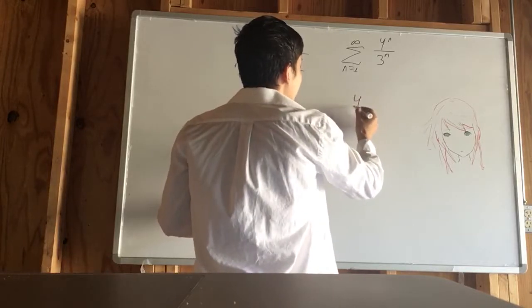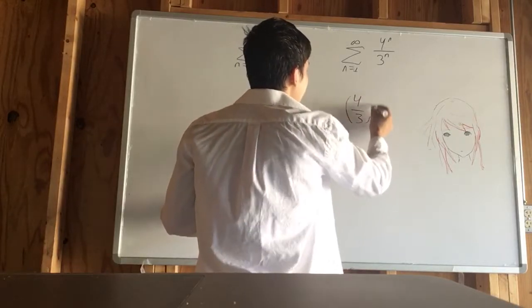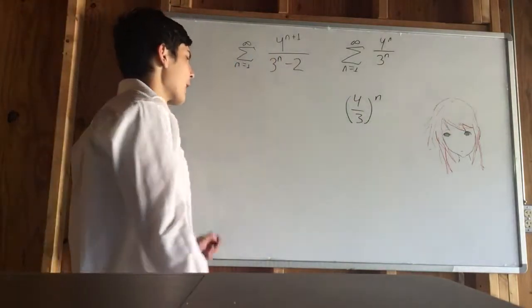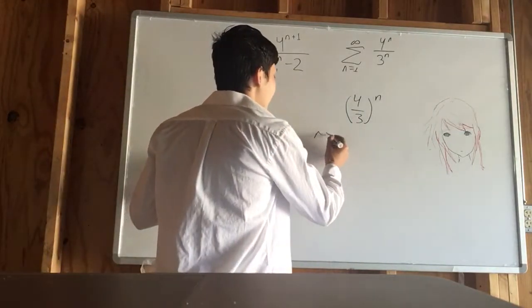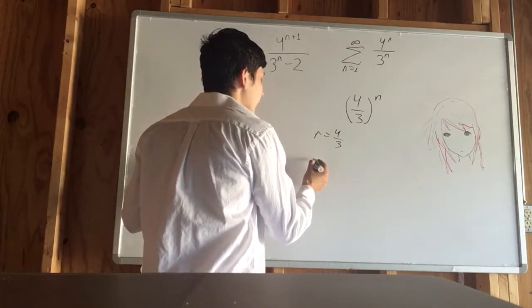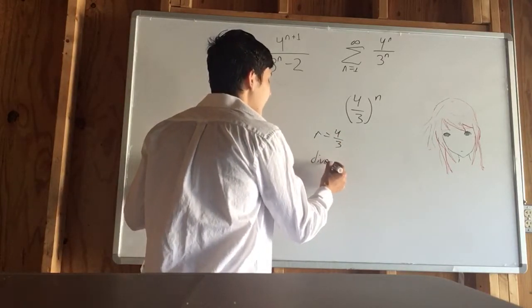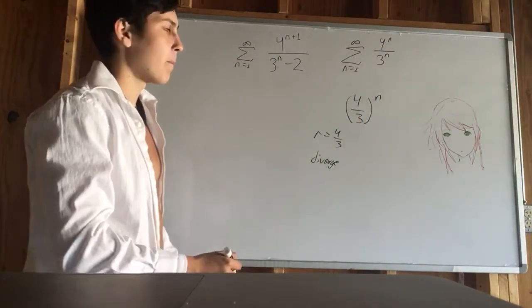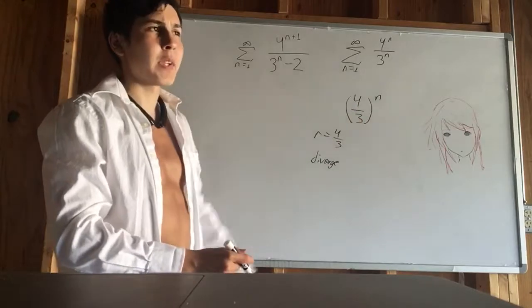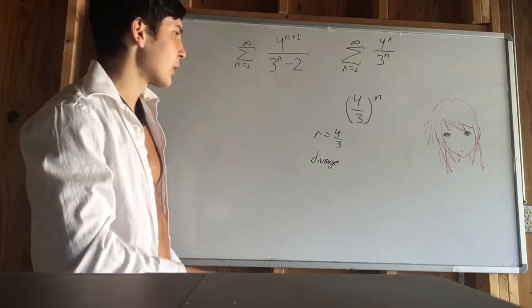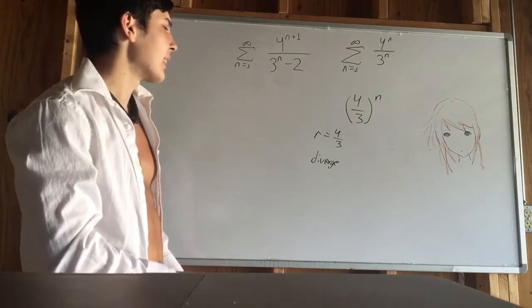This is something that is a geometric series with a common ratio of 4/3. So if you remember the common ratio here being 4/3, this means that this is going to diverge, because this is not smaller than 1. If this was smaller than 1 for our common ratio, then it would converge. But since it's greater than or equal to 1, then it's going to diverge.